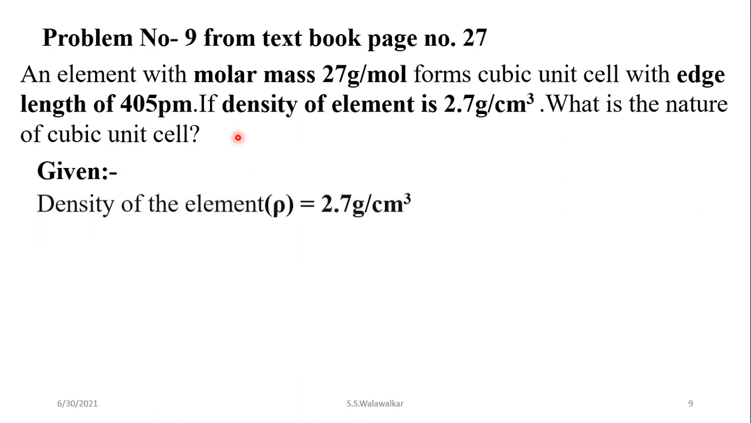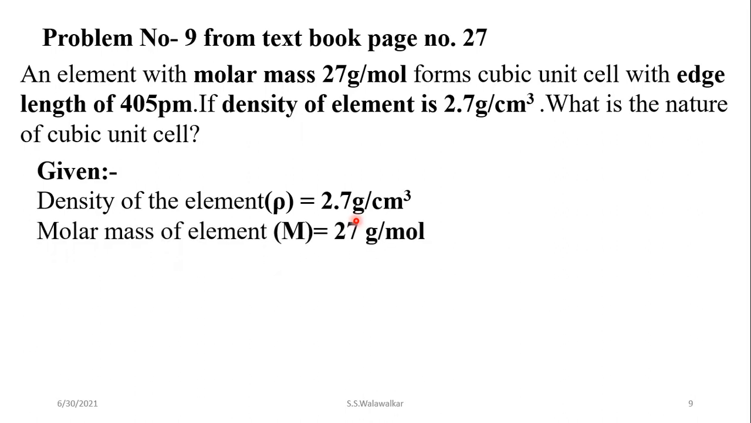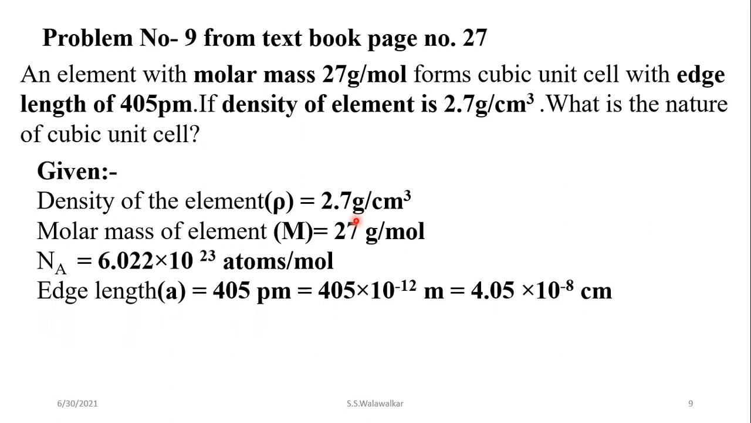So what is given? Density of element, that is rho, is given to you, that is 2.7 gram per cubic centimeter. Molar mass, that is also given, 27 gram per mole. Avogadro's number, that is physical constant, 6.022 into 10 raised to 23 atoms per mole, and edge length is given, that is 405 picometer. So you have to convert it into centimeter, because here the density is in gram per cubic centimeter.